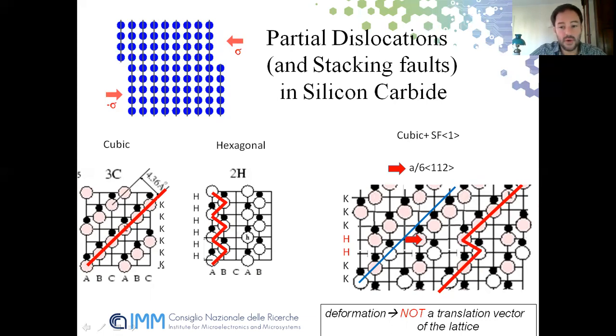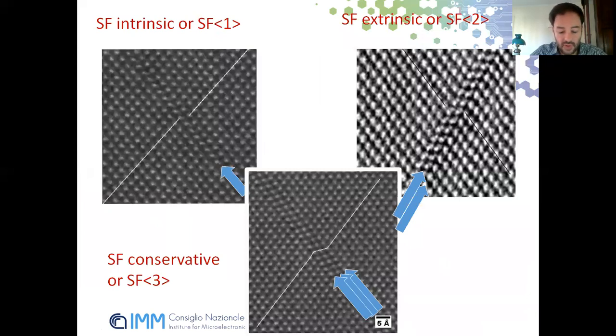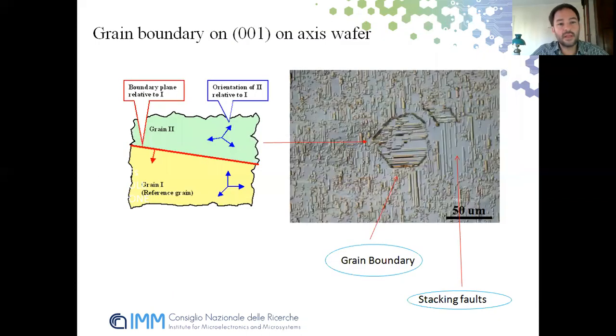But in 3C silicon carbide, we have different kinds of stacking fault that are stable. In particular, we have the intrinsic one, where we have only one shifted layer, or the stacking fault 2, when we have 2 layers that are shifted, a stacking fault 3, or a conservative stacking fault, in which we have 3 layers that are shifted. But in 3C we have also another kind of defect, the inverted domain boundary, in particular a grain boundary.